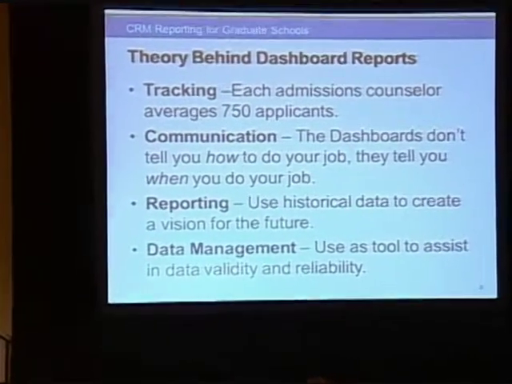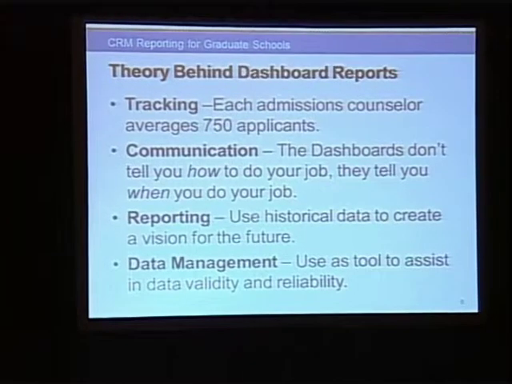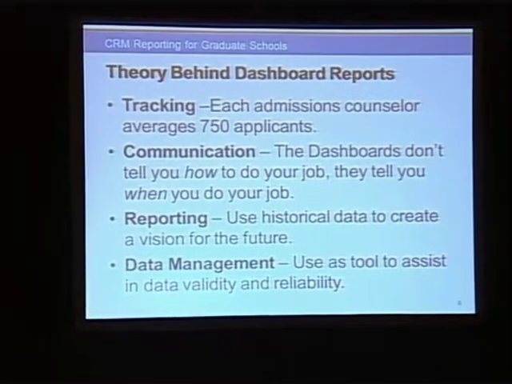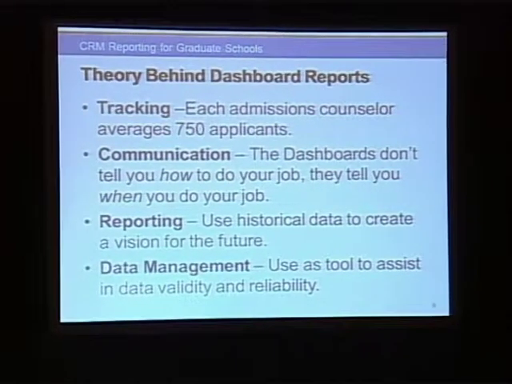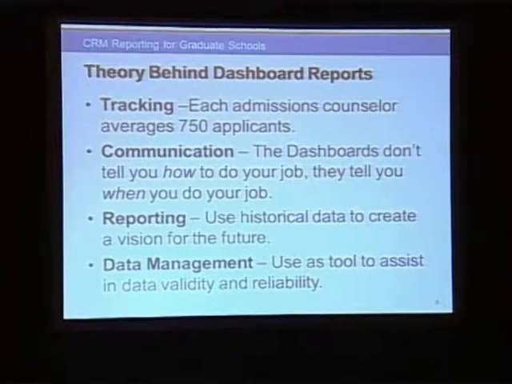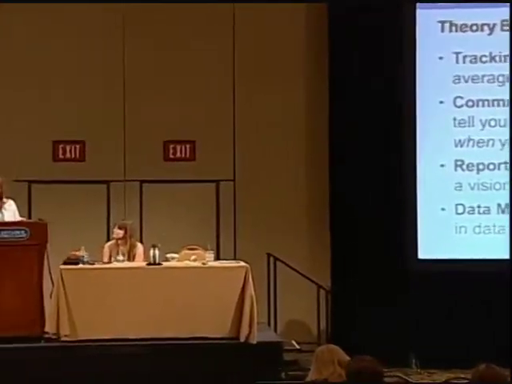A little bit of the theory behind the dashboard reports for us is we break it down into 4 different categories. One is tracking. Each of our admissions counselors averages about 750 applicants at our university. And it's a great way for them to be able to track those students. Up until this year, we actually sent exports to them of new applicants. We had some different processes in place, and we've eliminated all of that now and are strictly using the dashboard reports for their follow-up. It's been fantastic because they can sort within that. They can move it into Excel and manipulate it, and Liz will talk a little bit more about how they do that.